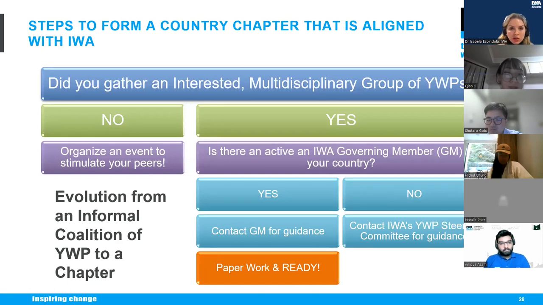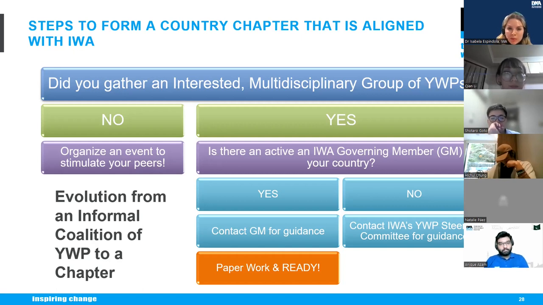So if you are interested and think, should I create a chapter? Should I find other young water professionals in my country, in my region to start a chapter? These are the main steps to create a chapter. First of all, do you already have an interested group of young water professionals that want to join you in this path? If yes, you can contact me and then I will put you in contact with the IWA government member in your country.